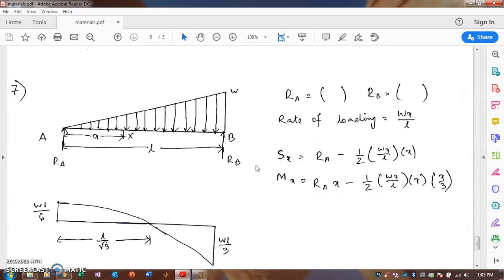So we are ending the BM and SF diagram for simply supported beam here, and the next day we will discuss one or two examples of these types, and we will discuss the overhanging beam, and the chapter will be complete.